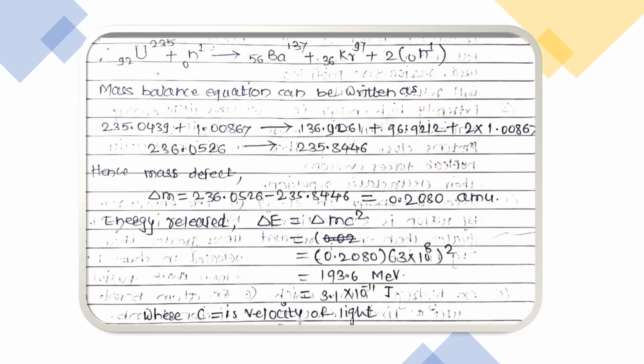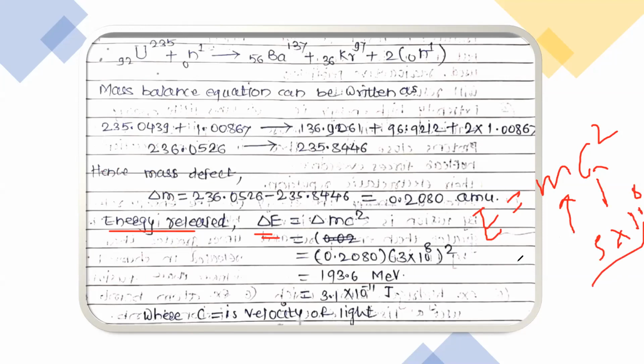Now we find the energy release. How can I find it? The general formula is E is equal to mc square. What is m? m stands for the mass and c stands for the velocity of light. Everyone is familiar with the velocity of light, its value is 3 into 10 to the power 8. We already covered it, it is a very standard value. Now this delta m value is 0.2080. I put it here and multiply with c square, the velocity of light whole square. After that I get 193.6 mega electron volt.